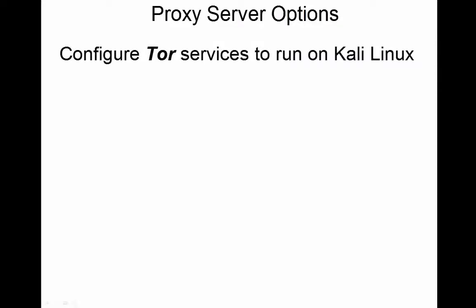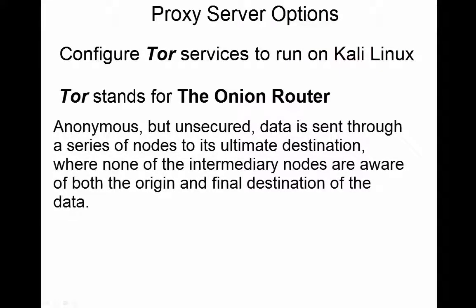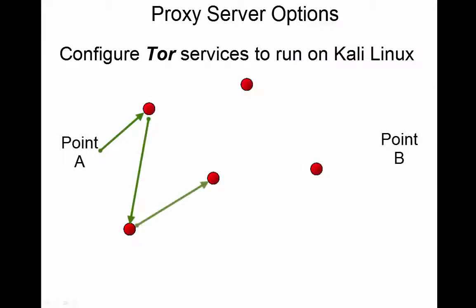A second option is to configure Tor services to run on Kali. Tor, or the Onion router, is an open network of anonymous nodes or relays which function as a system of joined proxies for users of the network. To provide an analogy, this is like taking a very long, circuitous route to a desired destination to avoid being noticed.